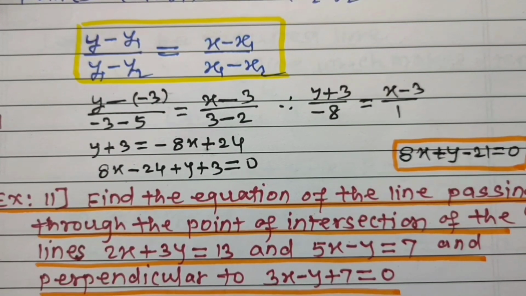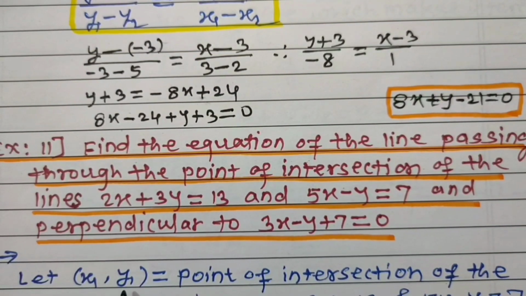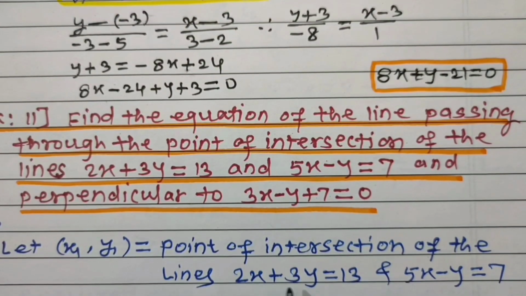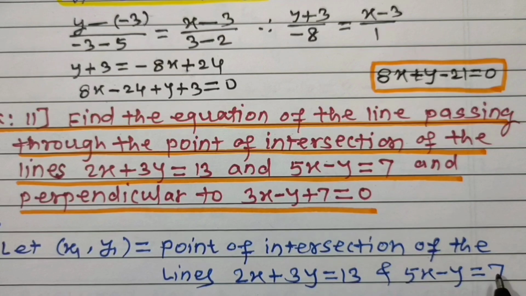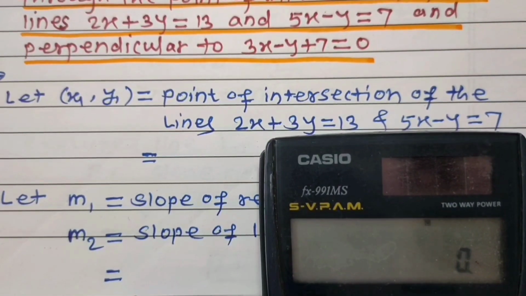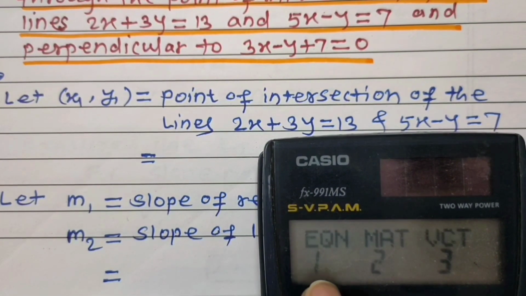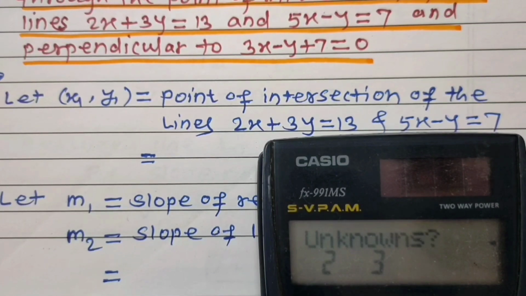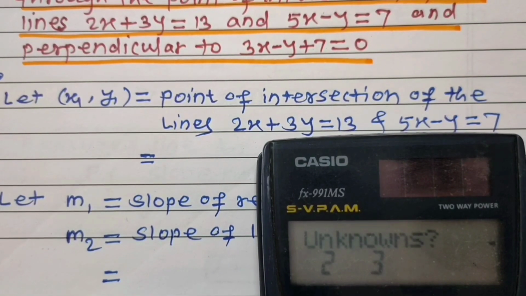And now we have to solve this sum. Let (x1, y1) be the point of intersection of the lines 2x plus 3y is equal to 13 and 5x minus y is equal to 7. The point of intersection you can find by solving these two equations simultaneously. So let us solve these two equations. We want equation mode. So yes, number one is equation mode. There are two equations, means two unknowns, so you can select 2.